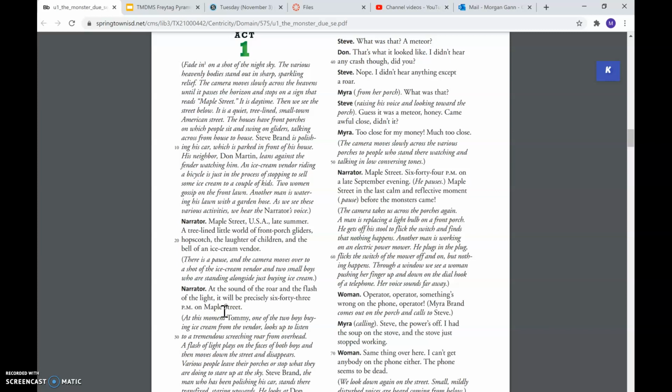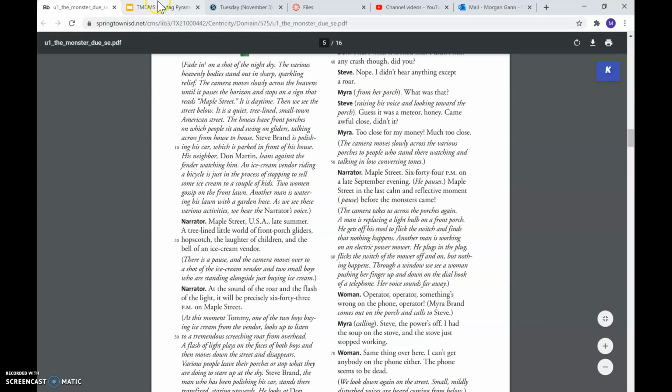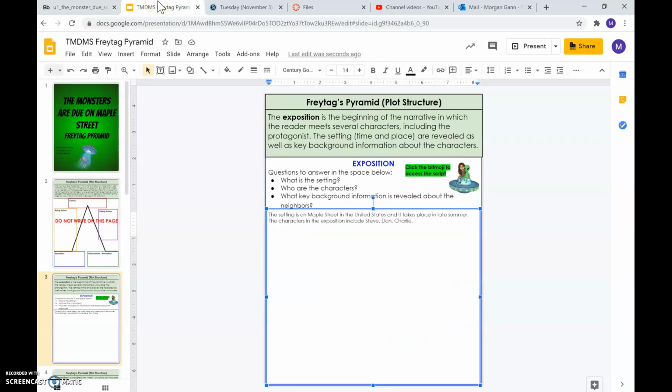Well, it tells us that everything stopped working. Cars, lawnmowers, stoves, radios, phones, everything quit working in the beginning of the story. So in the beginning of the story, everything and everyone is normal.